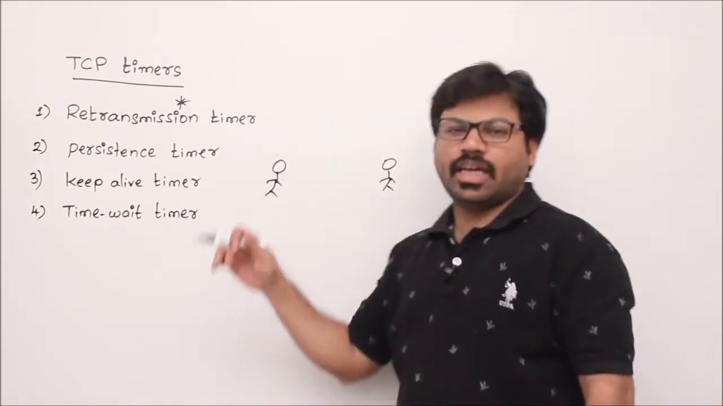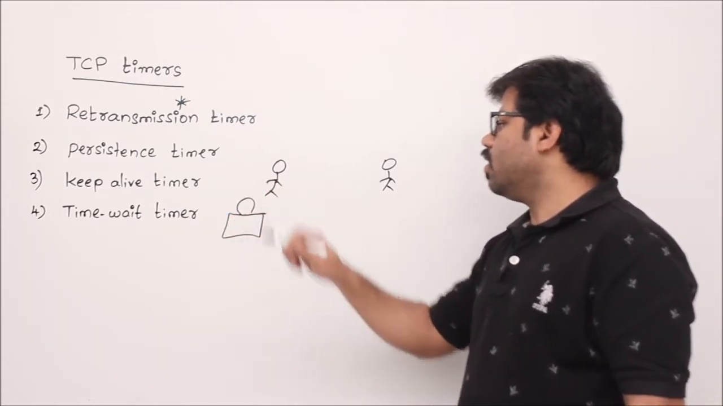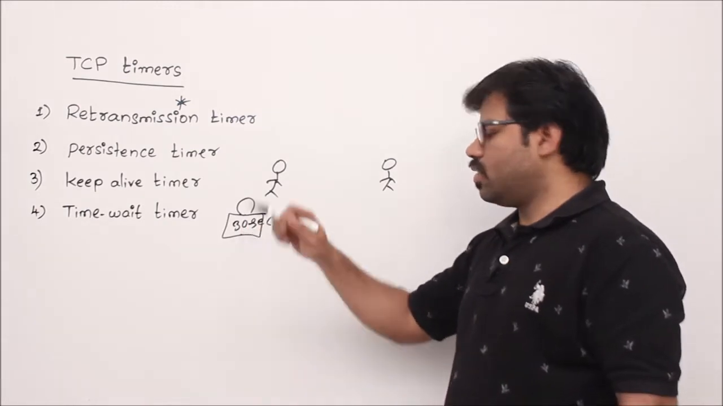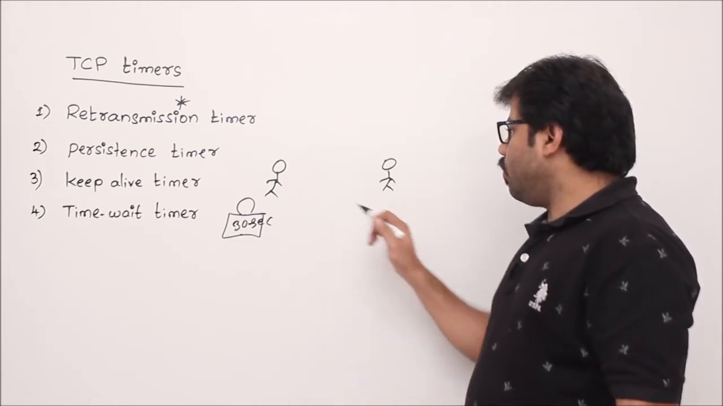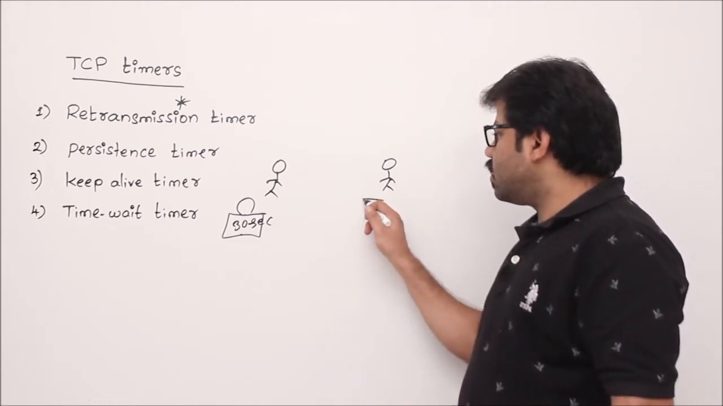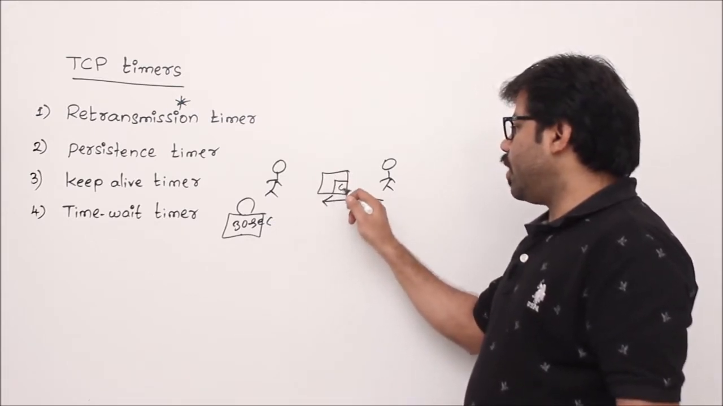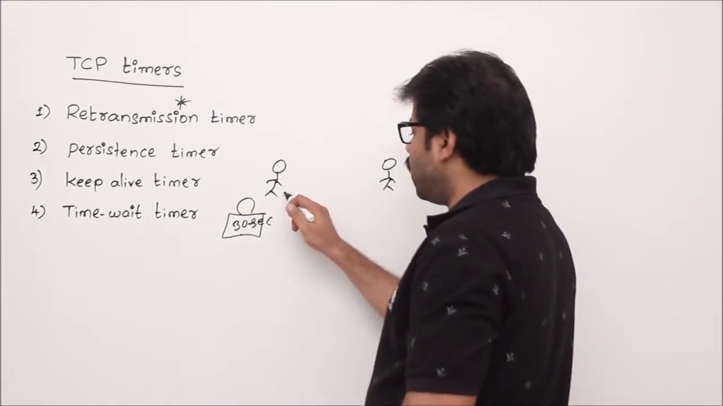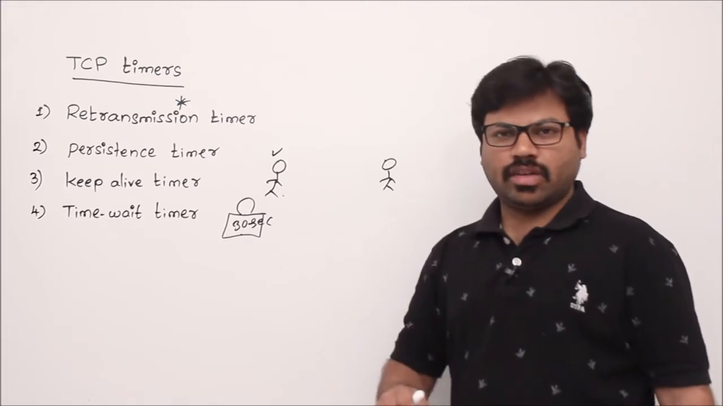So what the persistence timer is: the sender is going to maintain one timer called the persistence timer, and initially that will be around 30 seconds or something. This number is not important, I am just giving it as an example. Whenever the receiver sends a packet saying that there is no space, like window 0, then immediately when it is received by the sender, the sender is going to maintain a persistence timer. He will turn on that persistence timer.